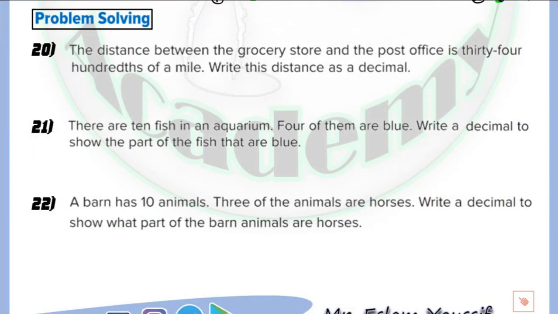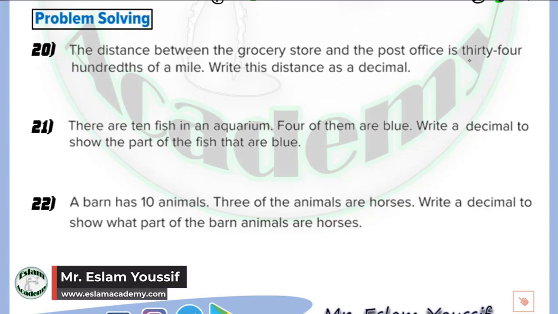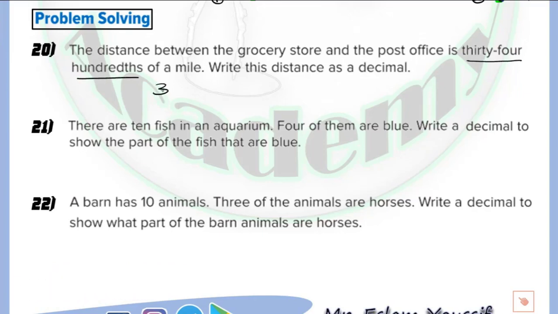In this problem we have the distance between 2 places. The distance is 34 hundredths of a mile. We need to write the distance as a decimal. So all we need to do is write 34 hundredths as a decimal. As we said before, we'll just divide the number into two parts. 34 is the first part, and the hundredth is the second part. 34 will be up, and the hundredth will be down. Now if we need to write it as a decimal, just rewrite the numerator. Because we have two zeros down, I put the decimal point after two places from the right. So it will be 0.34.